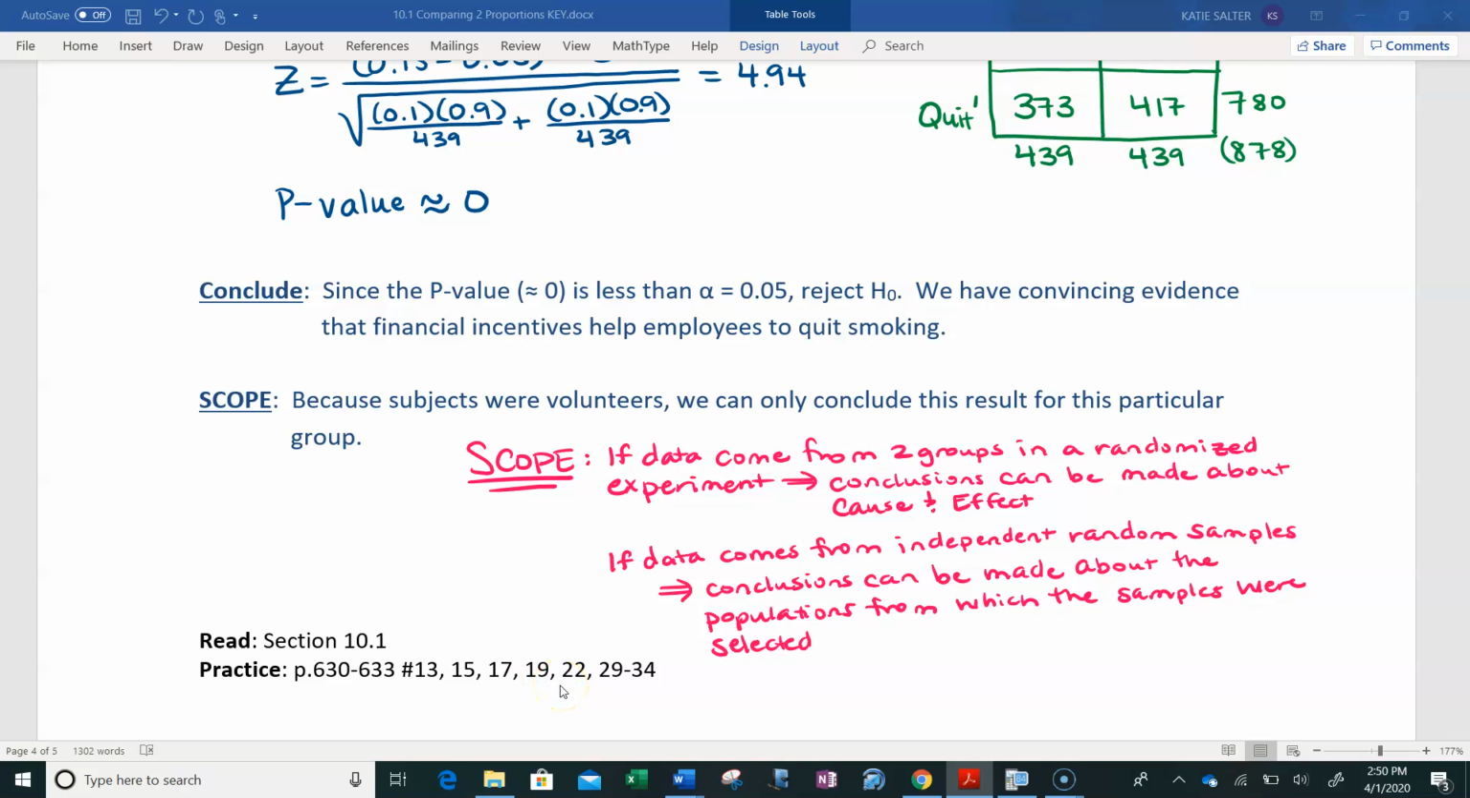If it is the part on the large counts condition, it's going to use the p1 hat and the p2 hat instead of the pooled or combined p hat. So if you have questions about that, we can always Zoom or talk about that. And I hope this helps, and we can meet about it later.